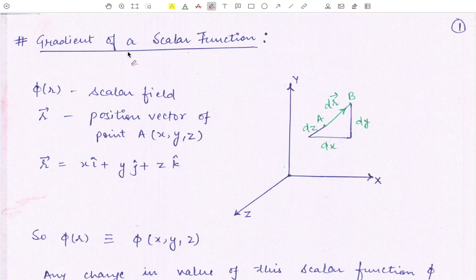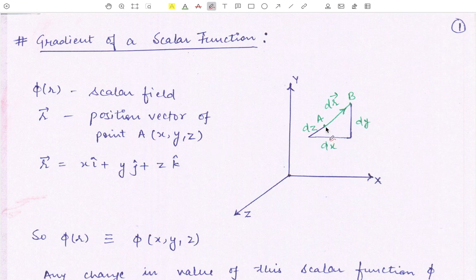Today we will study the gradient of a scalar field. Now what is the gradient of a scalar field? For that we need to assume a scalar function. So let us assume that phi(r) is our scalar field, where r is the position vector of point A, whose coordinates are x, y, z.